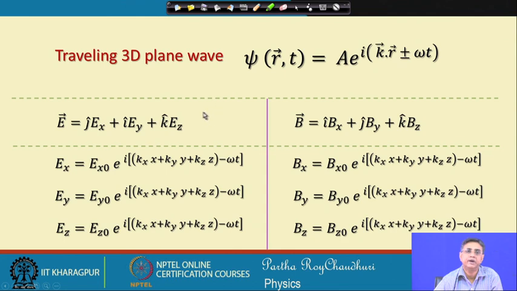Now, if I look at the wave very explicitly, the E vector will be represented by i E_x, j E_y, k E_z, and similarly the B vector will be represented by this. But each of the components E_x, E_y and E_z will satisfy the plane wave solution. So, I can write this equation in this form. For E_y I can write in this form, and similarly for E_z I can write this form, and for B_x, B_y, B_z I also get these expressions.